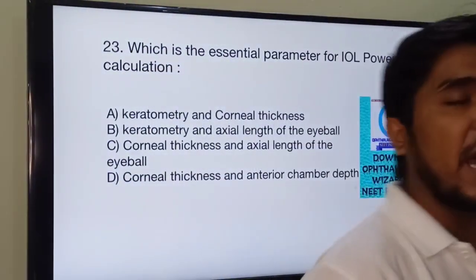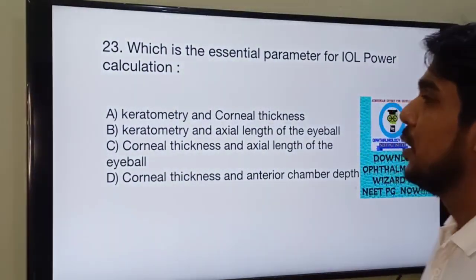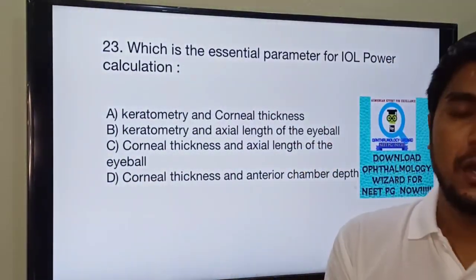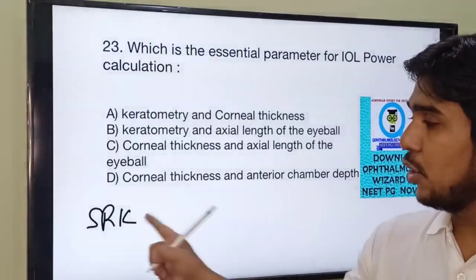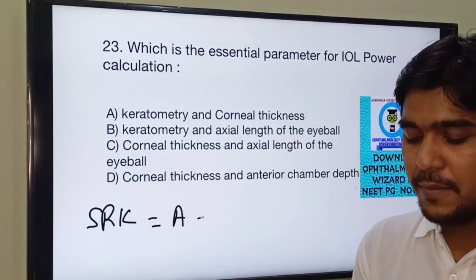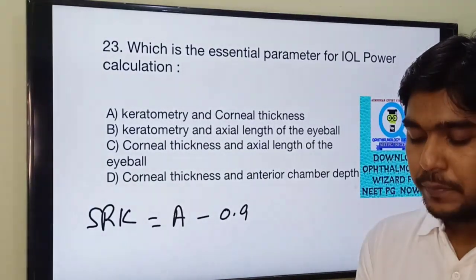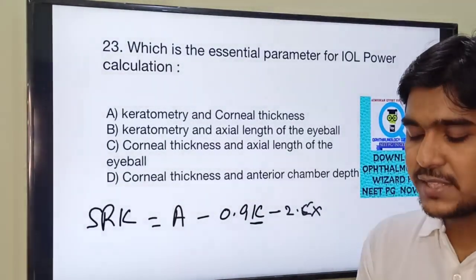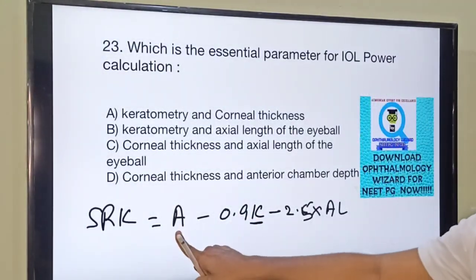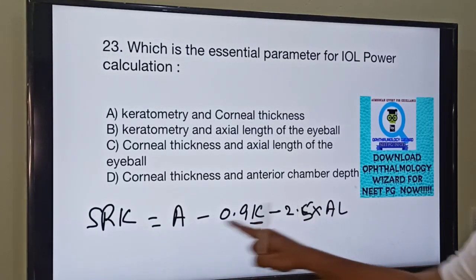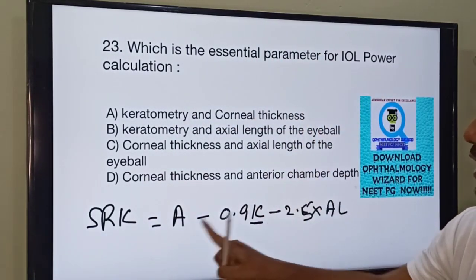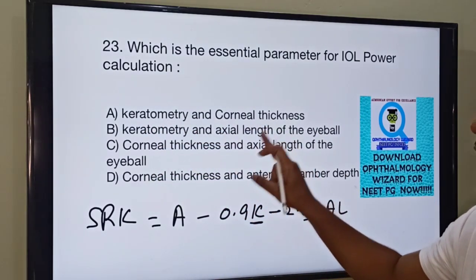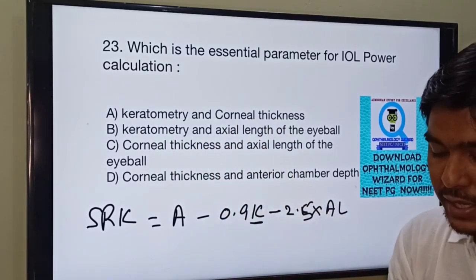Which is the essential parameter of the IOL for power formula calculation? Keratometry, corneal thickness. These are the options. So let me tell you the formula, the SRK formula. The formula says A minus 0.9 into K for keratometry, minus 2.5 into axial length. A is the constant, K is keratometry. So the IOL power depends upon the K and the axial length. So option B is the right answer.